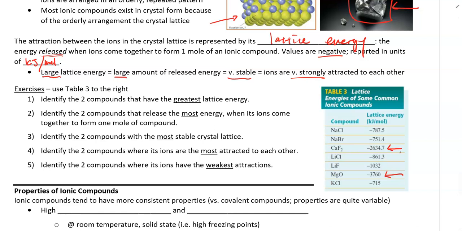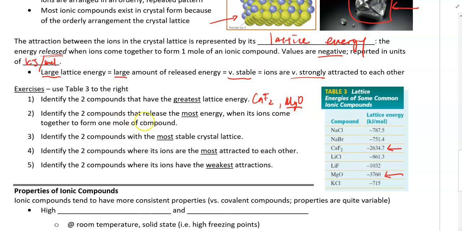So I don't want to compare this as an actual value, because negative 2634 is actually a higher value than negative 3760. But again, we're considering this as a negative comparison. So negative 3760 is a larger lattice energy than calcium, which is negative 2634. So those 2 are the ones I want to focus on. That'd be CaF2 and then MgO, with MgO being the larger one.